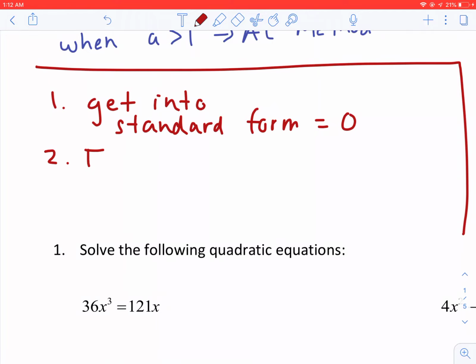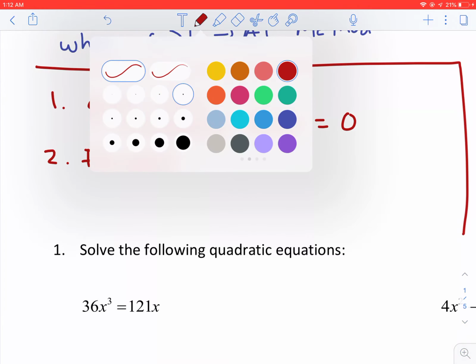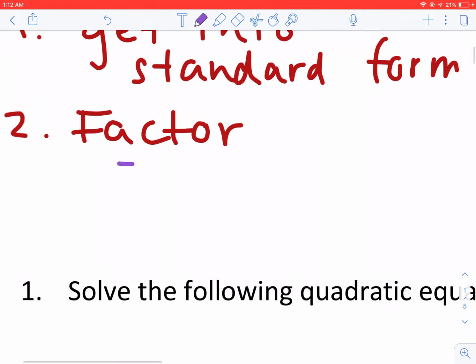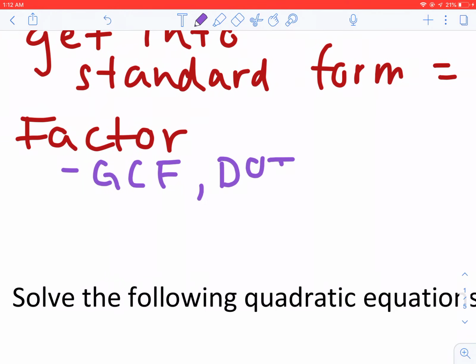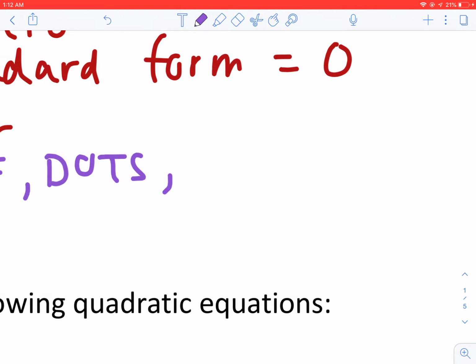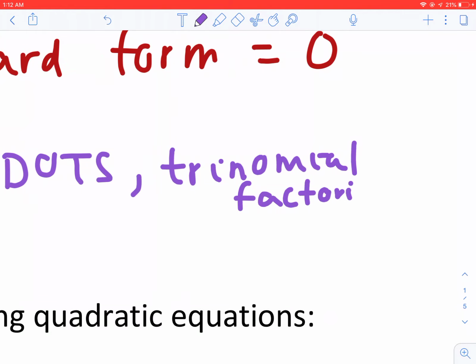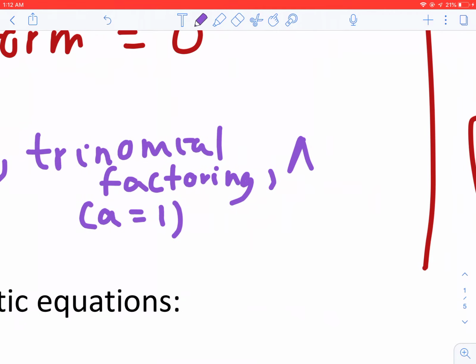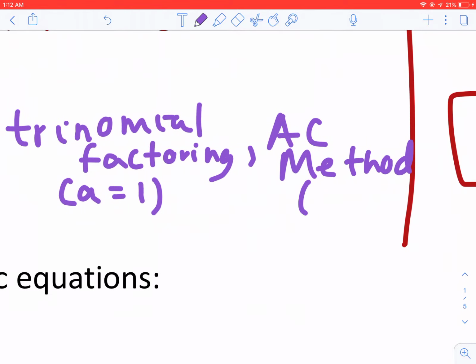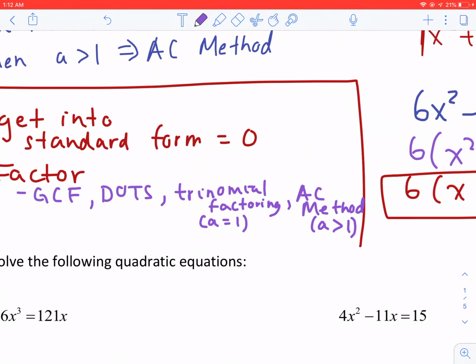Right, step 2, we're going to factor. And now we have 4 methods of factoring. But still, first, and always first, is we're going to be looking for a GCF. Right, we got a difference of 2 perfect squares. We got just normal trinomial factoring when a is equal to 1. And lastly, now we got the AC method. And we're using that when that leading coefficient, that a value, is bigger than 1.